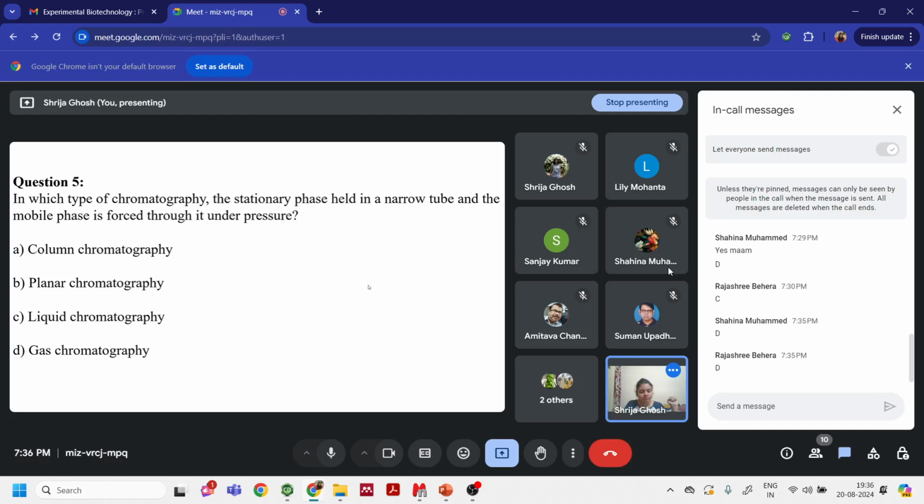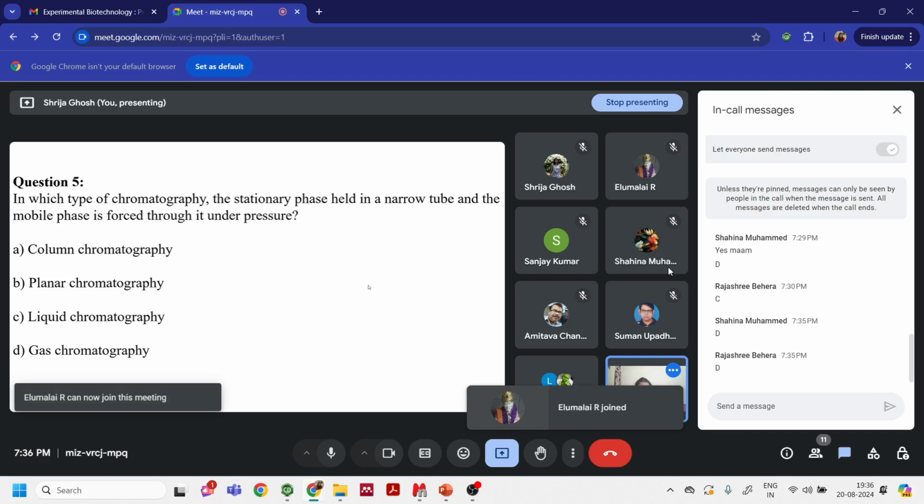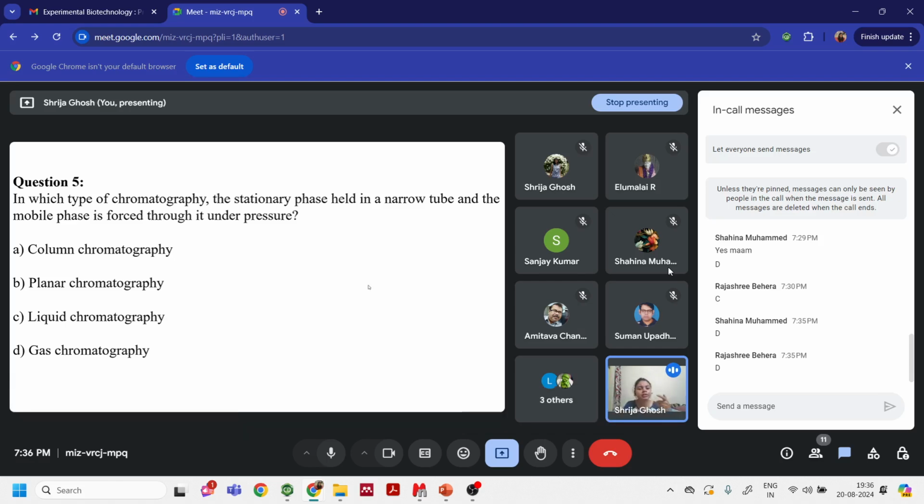Okay, we are getting option D as the answer. Anyone else wants to try? The stationary phase is in a narrow tube. We have been discussing this in the previous question. Think again. Option D is not the correct answer, I'll tell you. Think again, those who have answered option D, and those who have not answered at all. It is in a narrow tube and I am adding the mobile phase from the top under pressure, like I am adding.